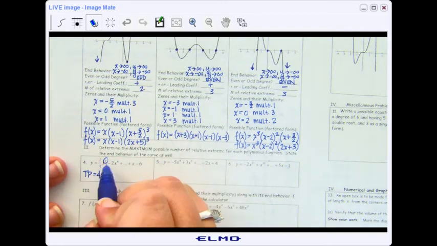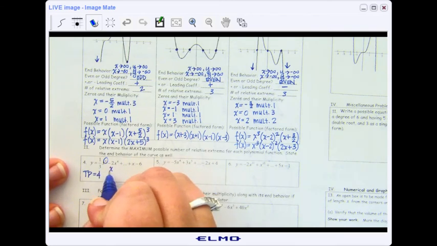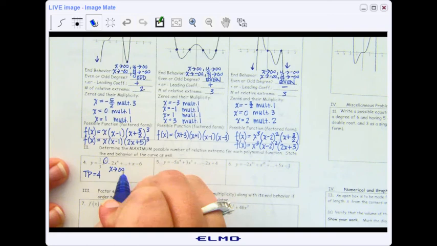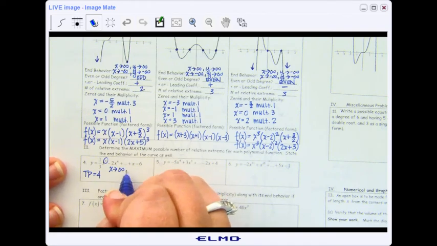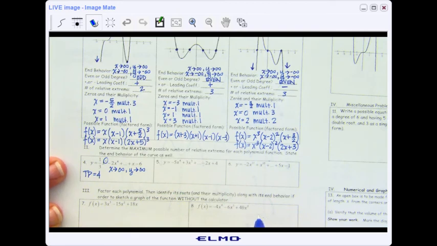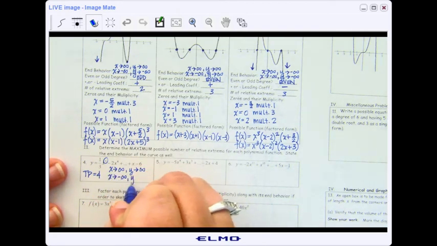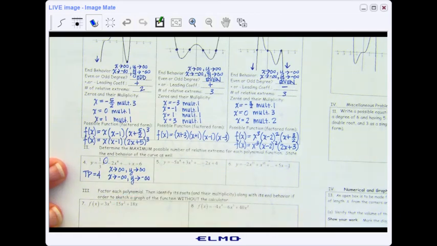It is an odd degree polynomial that is positive. If it's positive, that means as x gets big, the right-hand side, y goes up, so y gets big. Since it's odd, that means my left-hand side has to go in the opposite direction.